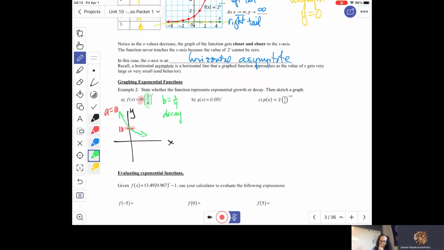Okay, let's look at the next one. What is B? Okay, so B is 1.05. So is this growth or decay?